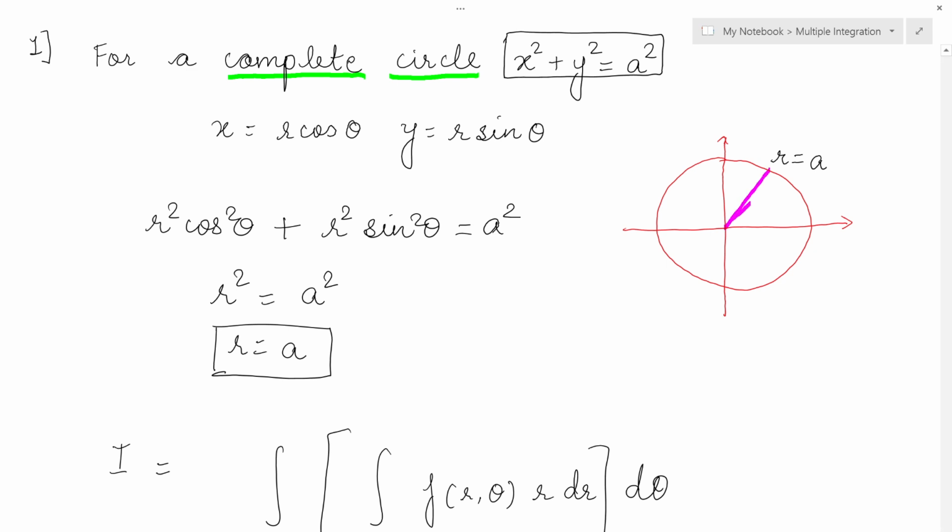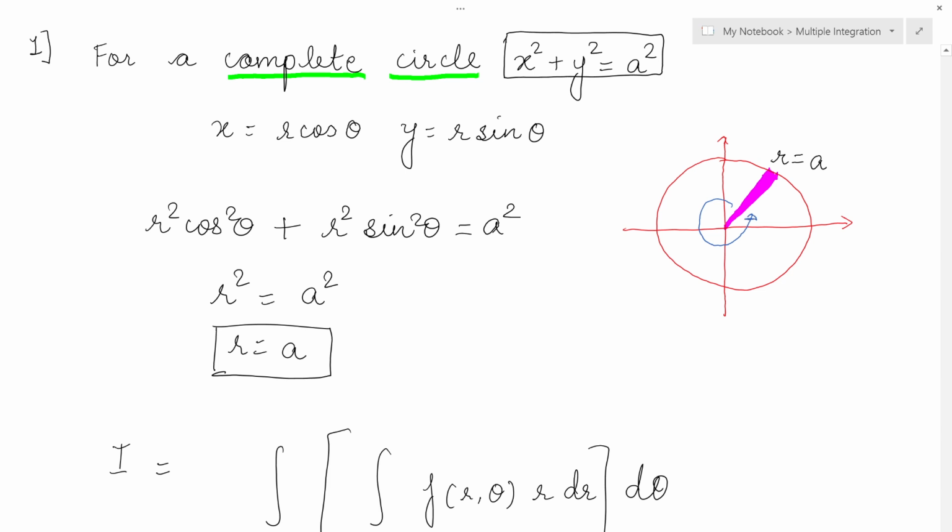Now radial strip is this way usually. It starts from the origin over here, and it stops at the circle. So this strip will move from here, it will go this way, this way, this way, this way, and come back to the original position where it has started.